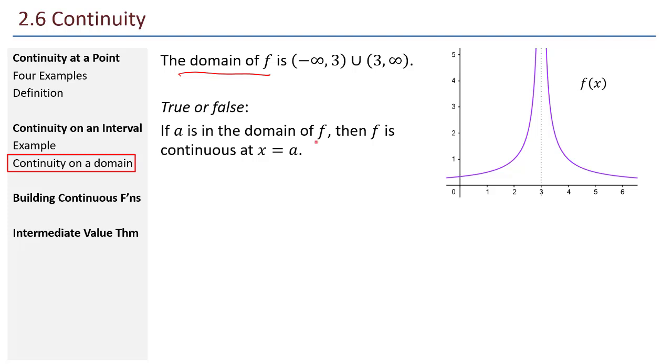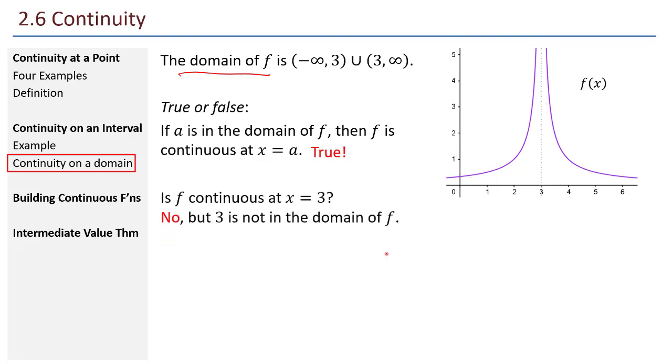If a is in the domain of f, then f is continuous at x equals a. Yeah, I think that's true. If you pick any value of a, as long as that a isn't 3, you can go up to the graph, and the graph will be nice and smooth and continuous above that point. So that's true. Is f continuous at x equals 3?